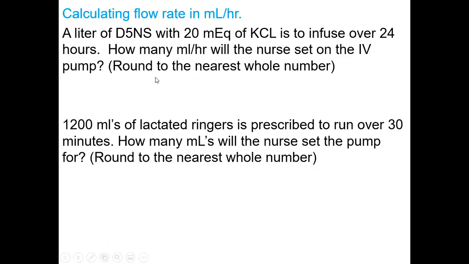Here we go. We have a liter of D5 and normal saline with 20 mEq of potassium chloride to infuse over 24 hours. How many mLs per hour will the nurse set on the IV pump? Round to the nearest whole number. Remember to check what the question is asking you. So this is asking for mLs per hour. For mLs per hour, you need your total volume, and that's usually in mLs, but in this case, we have a liter. So we have 1 liter, that's our total volume, and it's going over 24 hours.